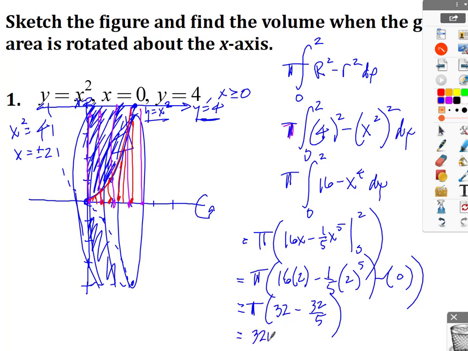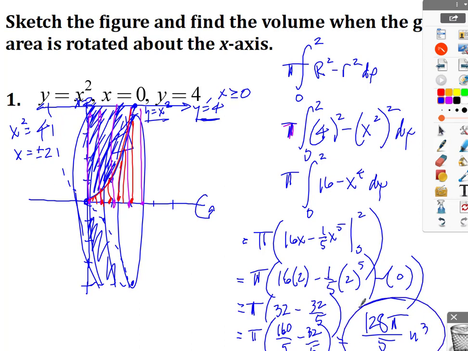So it's going to be 32 pi minus, I'm sorry, let me back up on that. Let me go ahead and get a common denominator first. 32 times 5 is 160, minus 32 over 5. So you end up with 128 pi over 5. Okay. Any questions on that? Do you have any questions, Andrew?